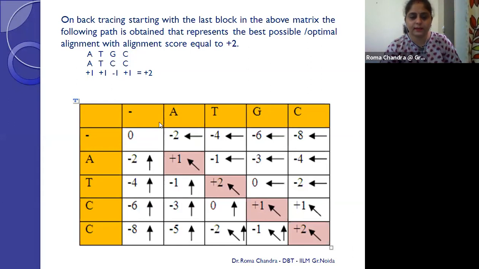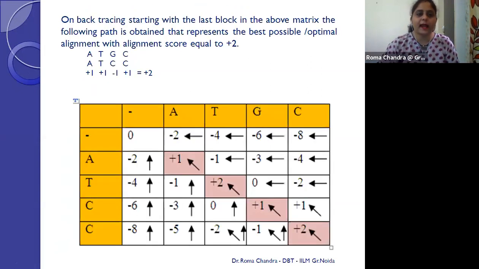When I consider this block value, -2 and -1 is -3, -4 and -2 is -6, and +1 and -2 is -1. So out of these three values, my maximum value is -1. That is the reason I kept this -1 here, and the arrow is upwards, because I took the value by the help of this block. So in the dynamic programming approach, in the Needleman-Wunsch algorithm, we will keep on adding these values, as well as we will keep on adding the arrows.